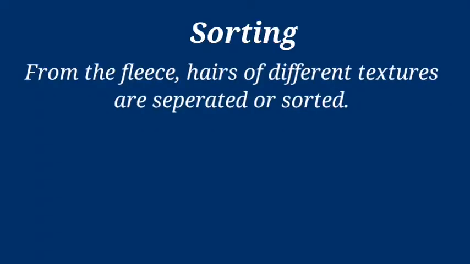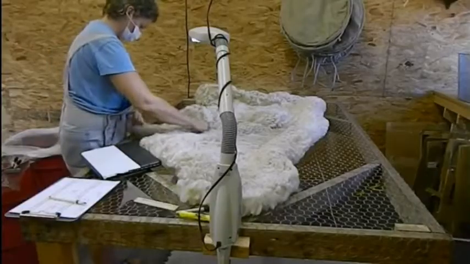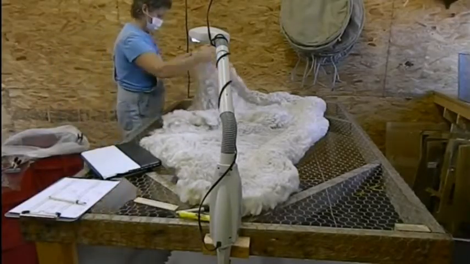The third step is sorting. After scouring, the hair is sent to a factory where hair of different textures are separated or sorted. This process is called sorting.